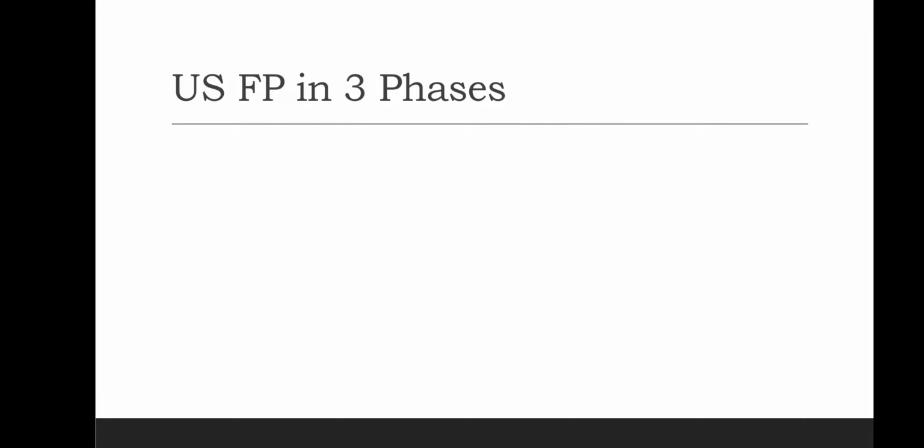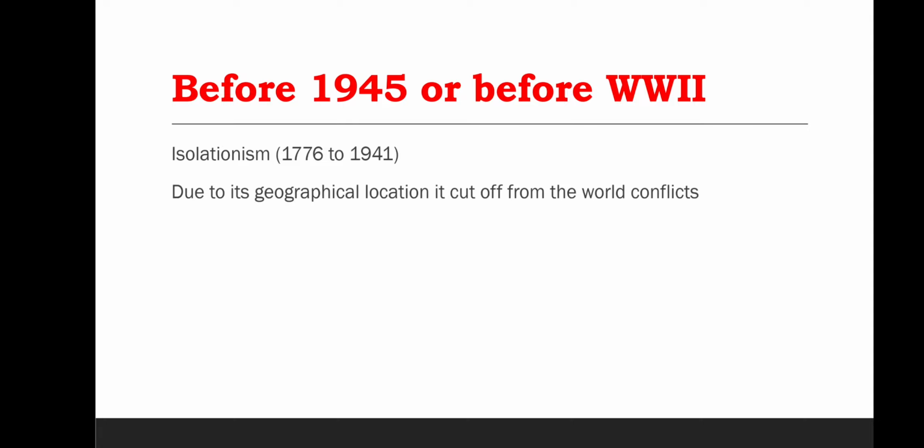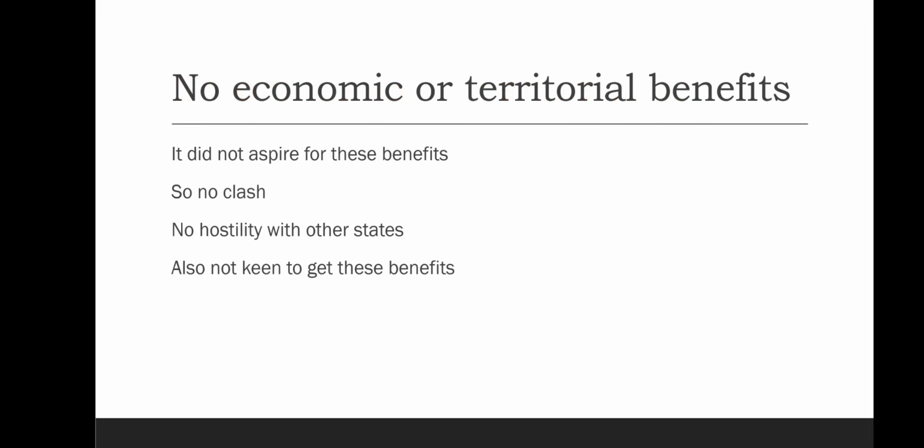US foreign policy has been divided in this lecture into three very important phases: before 1945, after 1945, and after 9/11. Roughly, before 1945 America adopted a policy of isolationism from its inception to 1945. Due to its geographical location it was cut off from world affairs and conflicts, so it was passing a very smooth way of life. Secondly, it needed no economic or territorial benefits, so it didn't aspire for those benefits.